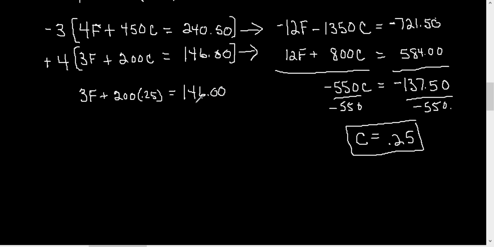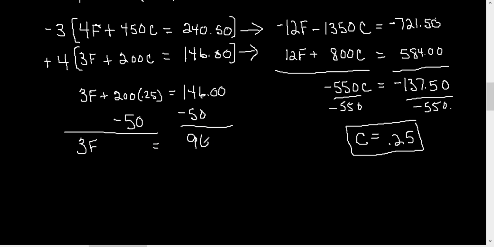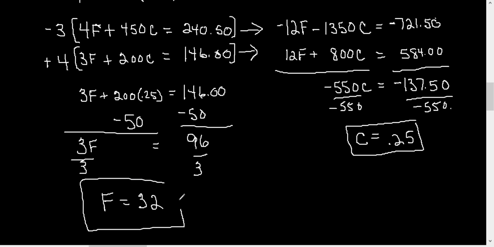Okay. 200 times 0.25 is 50. And I'll subtract 50 from both sides, giving me 3F equals 96. Divide both sides by 3. And the daily fee, F, equals 32. And that's it.